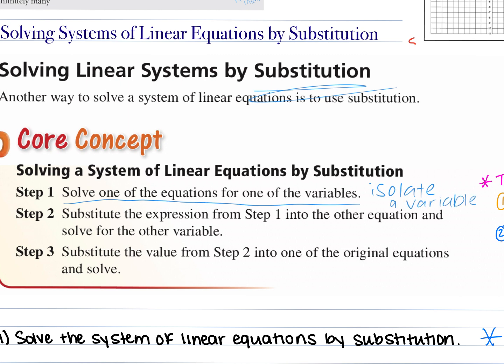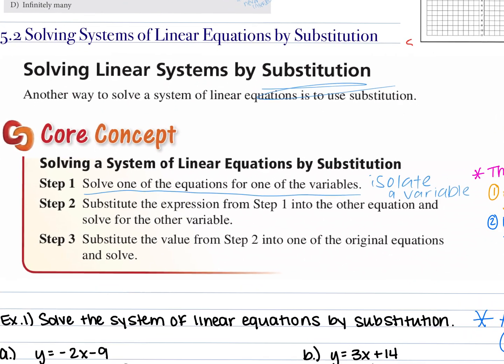Now, it does not matter which variable you isolate. It could be x, it could be y, okay? But you have to isolate one of them. What does it mean by isolate? What do I mean when I say that? Isolate or solve. What does that mean? Andrea? But it has to be alone on one side. Very good. It should be by itself on one side of the equation, okay?